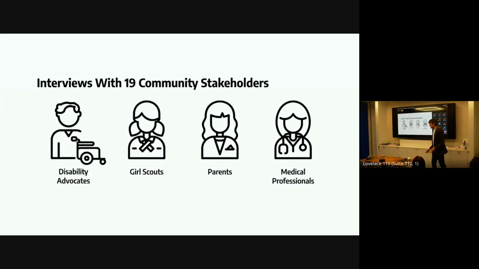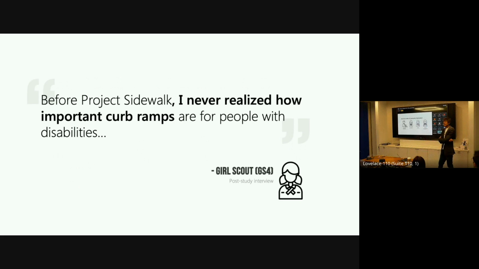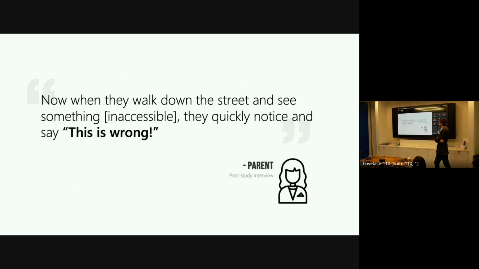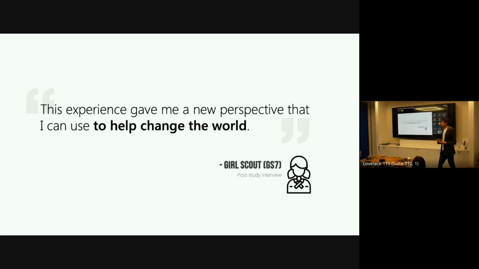And we did interviews, as we usually do, to try to get insight into how they feel. This is a Girl Scout: "Before Project Sidewalk, I never realized how important curb ramps are for people with disabilities." Now, when they walk down the street and see something inaccessible, they quickly notice and say, this is wrong. So they're experiencing attitudinal and behavior change through this experience. "This experience gave me a new perspective that I can use to help change the world."